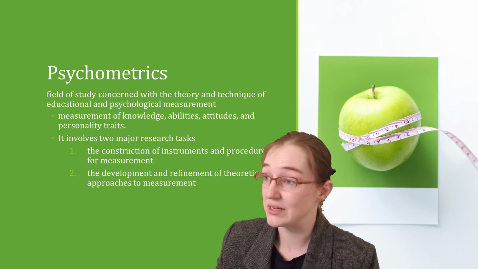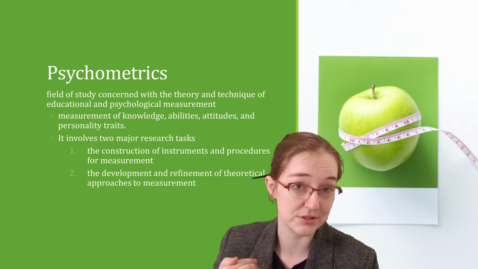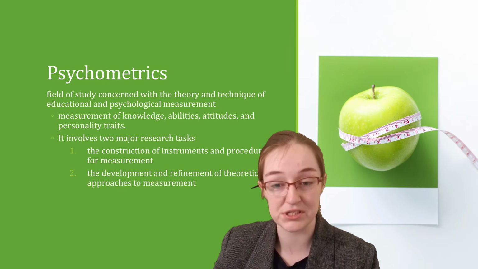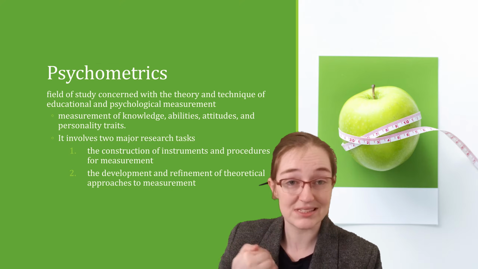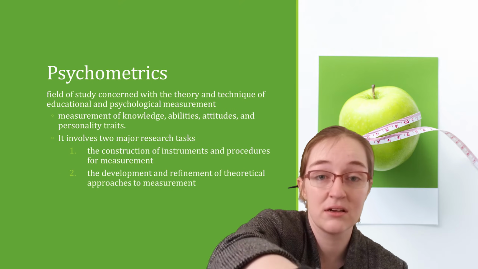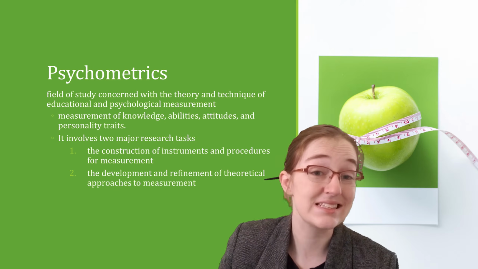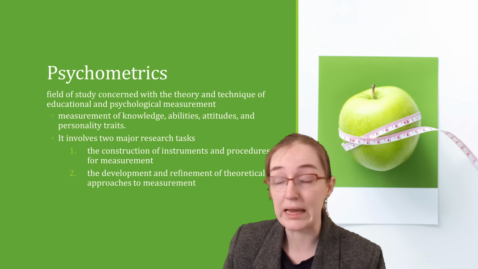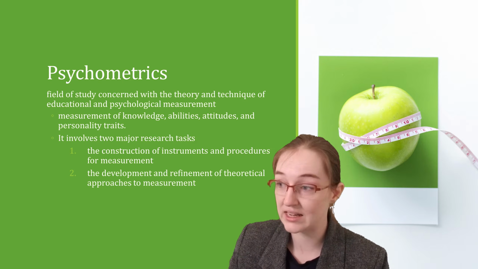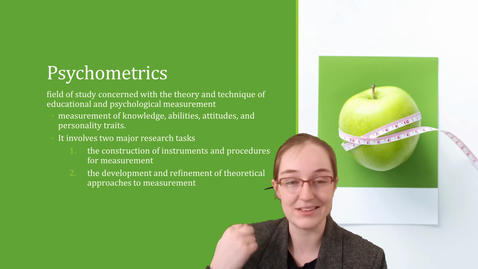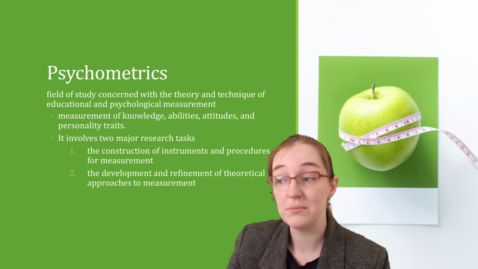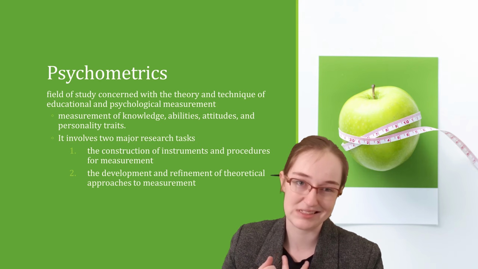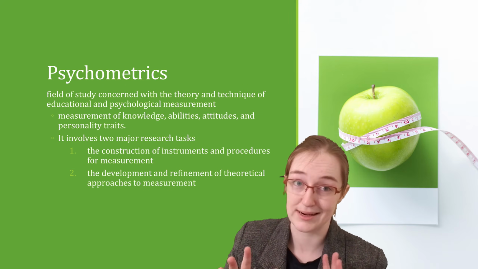Now, the field of psychometrics involves two major research tasks. First is the construction of instruments and procedures for measurement. So this is scale development. And this is where new measures are made, previous measures are validated, and the other half of this area is the development and refinement of theoretical and quantitative approaches to measurement. So this is the stat side. This is the side that I do.